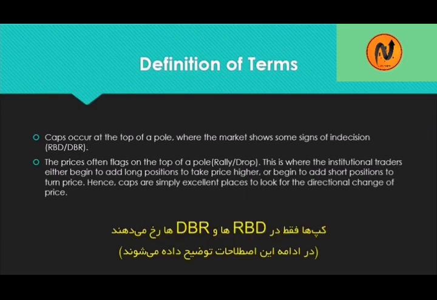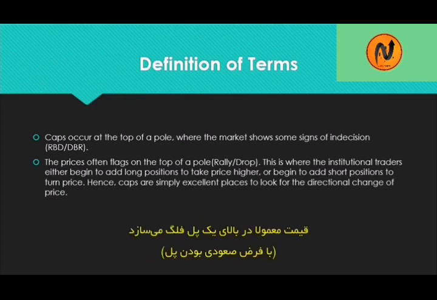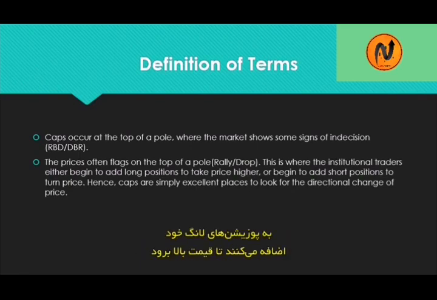Caps only occur on the RBD and on the DBR, which means you can only see them on the reversal market structure. You need to understand that. The price often flags on the top of a pole. This is where the institutional traders either begin to add long positions to take price higher, or begin to add short positions to turn price. Hence, caps are simply excellent places to look for the directional change of price. So you need to look for these caps.